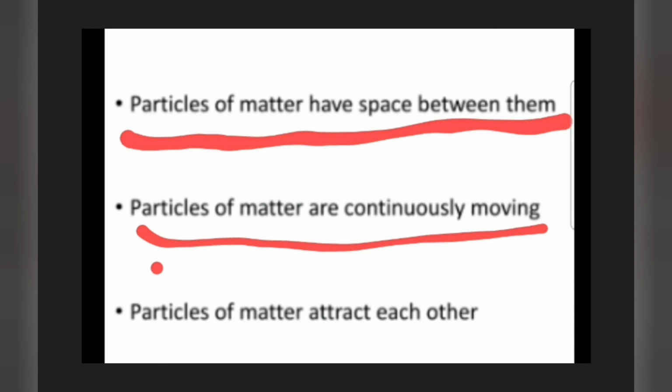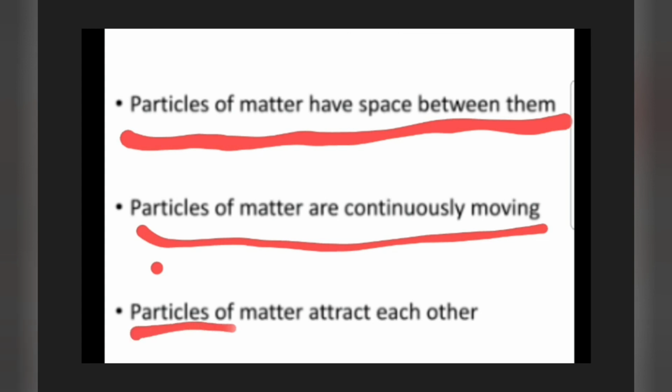You can also use water and ink for this. Put a drop of ink into the water. Ink spreads gradually and occupies the entire water, so the color of the water changes. These two are examples of the second property, that particles of matter are continuously moving.